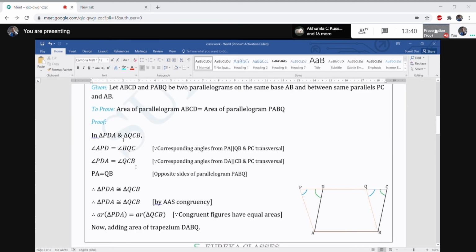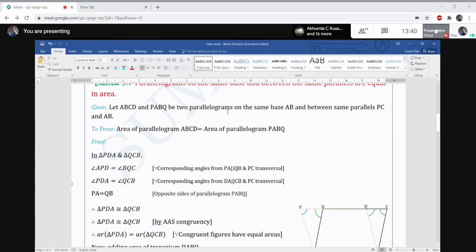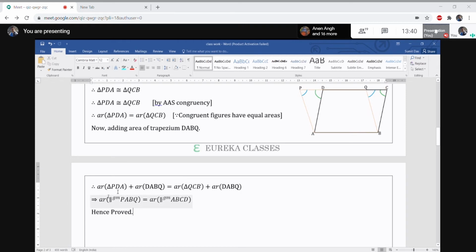Look here, parallelogram ABCD is equal to parallelogram PABQ. So we already proved that parallelogram PABQ is equal to parallelogram ABCD.